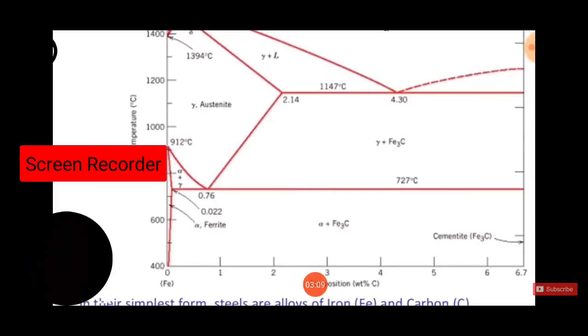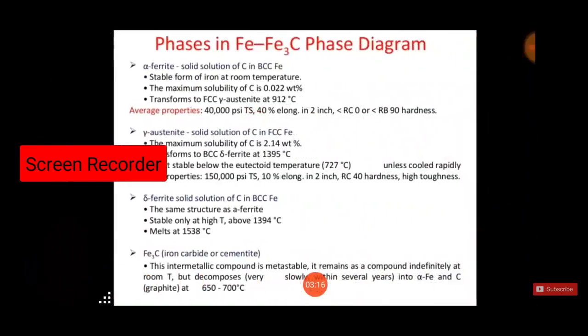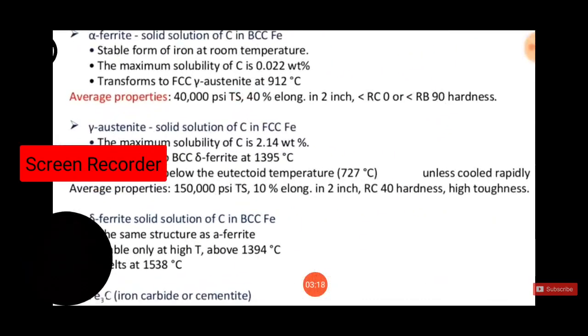alpha ferrite to 912 degrees Celsius, it transforms into gamma austenite. Then the average properties of the alpha ferrite are 40,000 psi tensile strength, and 40% elongation in 2-inch, and Rockwell hardness between 0 and 90.